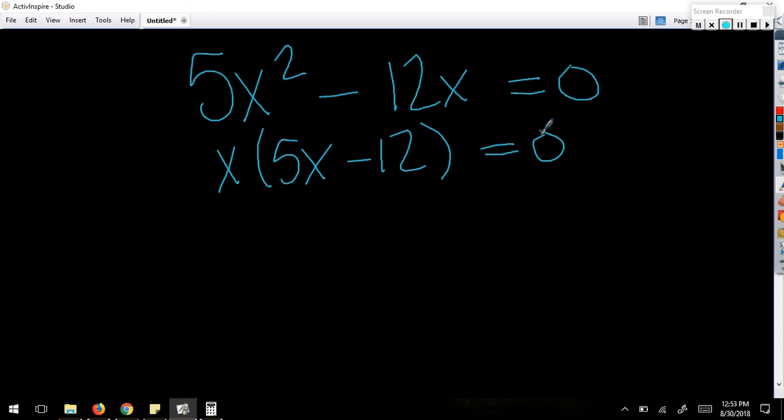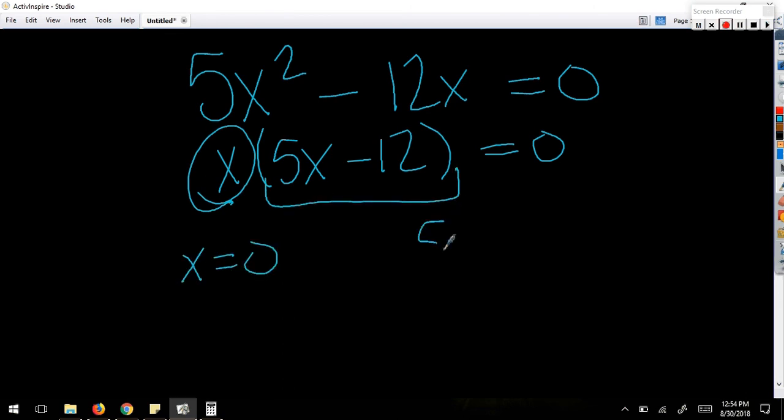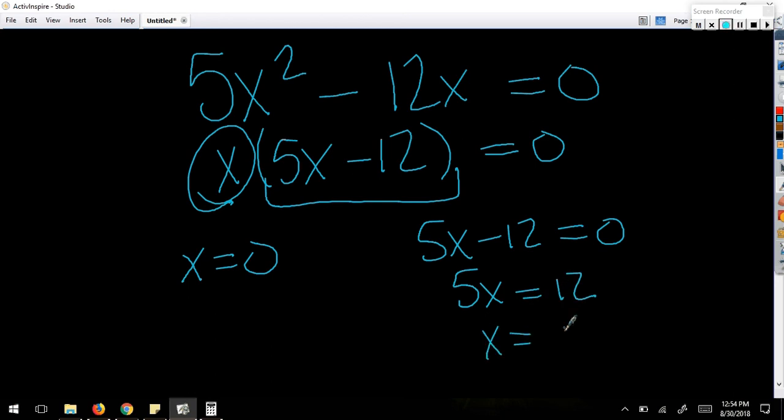Is it factored? Yes. You can't do anything else with it, right? Do you see the two things that are multiplied together to give you 0? Yeah. x equals 0, and 5x minus 12 equals 0. Add 12 and divide by 5.